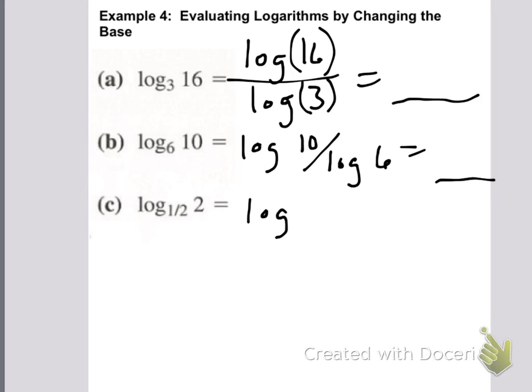Log 2 divided by log 1/2. Okay? Now this one's interesting. This last one's interesting. Before you go plugging that in your calculator, that last one, part C, take a look.